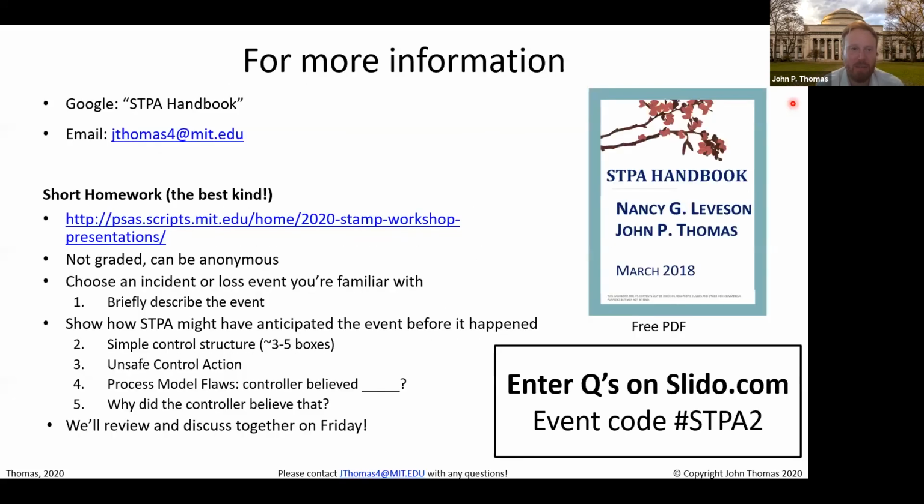You'll see later. This is my last slide. We'll end. Look at that, right on time. If you want more information about STPA, look at the STPA handbook. Feel free to send an email.